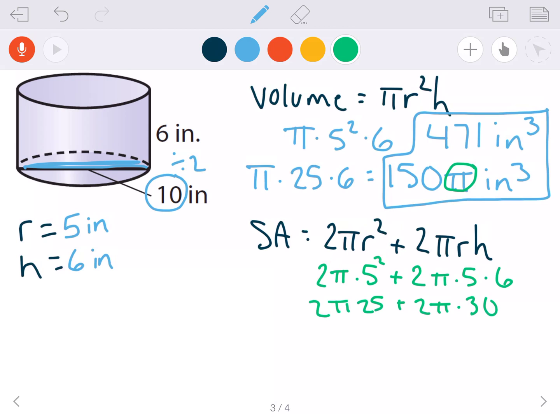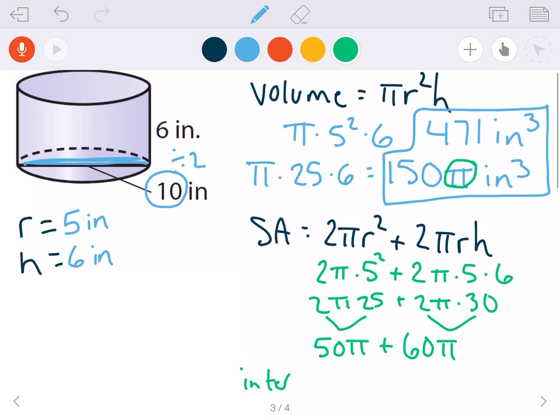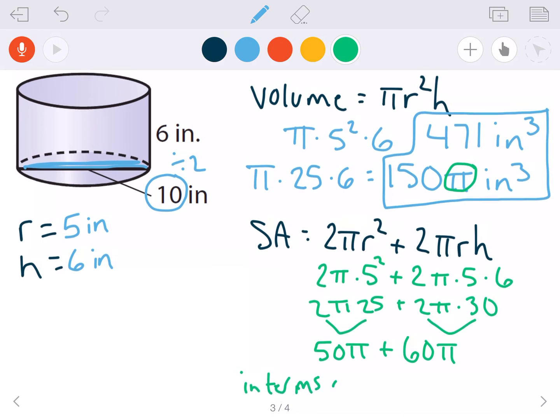From there, 2 times 25, so we're going to connect those two, is 50 pi, plus 30 times 2 is 60 pi. So if I want my answer in terms of pi, I would get 110 pi inches squared. So my answer for this one would be 110 pi inches squared.